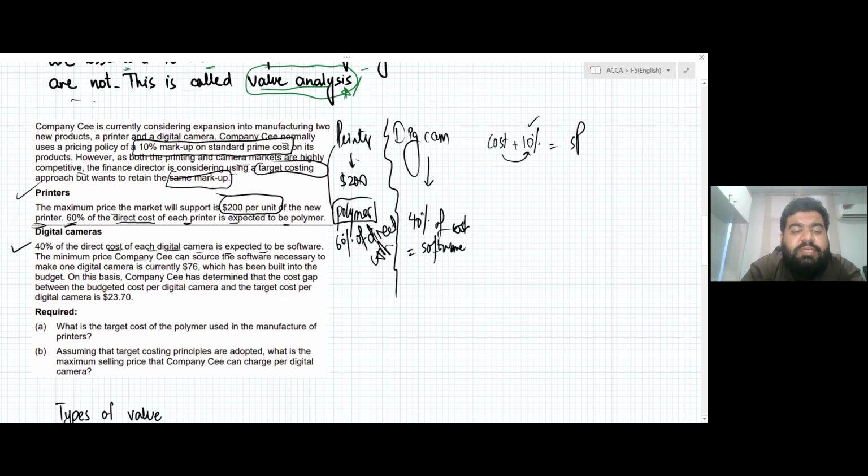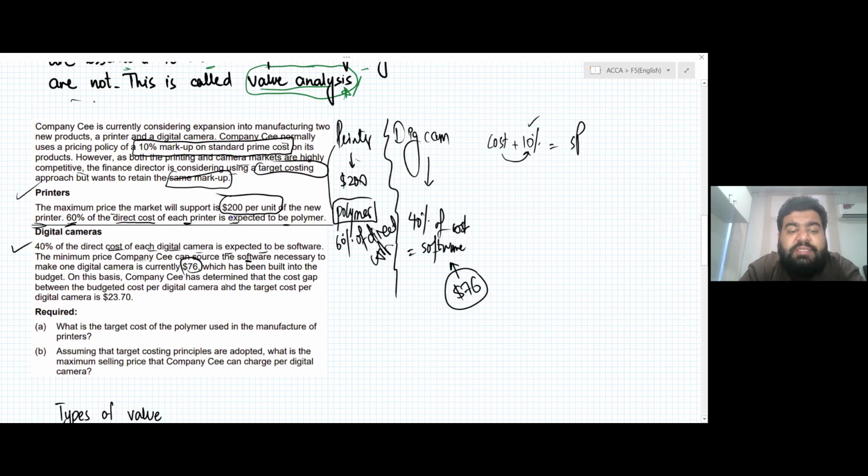The minimum price company C can source the software necessary to make one digital camera is 76. What they are saying is that the minimum price company C can source the software means, if the company wants to buy the software, not the digital camera, they can take it for 76, which has been built into the budget.